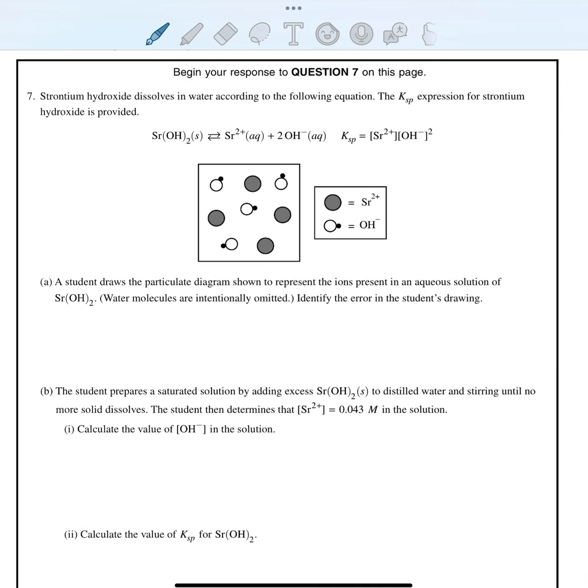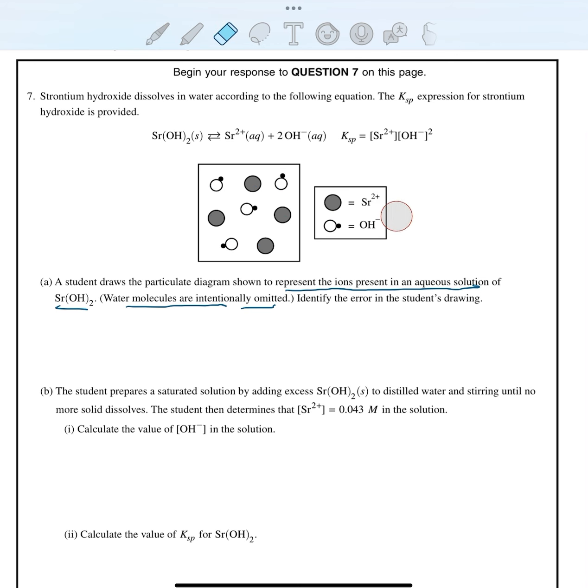Now in question A, a student draws a particulate diagram to represent the ions in the aqueous solution of strontium hydroxide. The water molecules are not shown, and there is an error in the drawing. What comes to my mind is that the hydroxides in this student's picture, there are 4 of them. And there are also 4 strontium ions, these shaded circles.